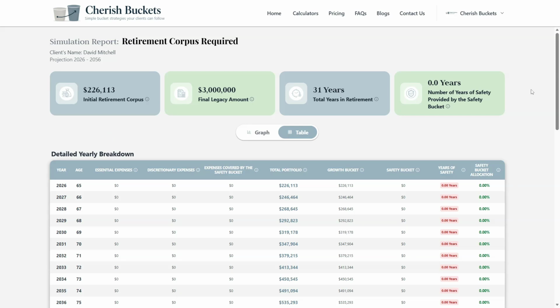That leaves us with $1,500,000 minus $226,113 equals $1,273,887. This remaining amount is now available exclusively to fund retirement expenses.